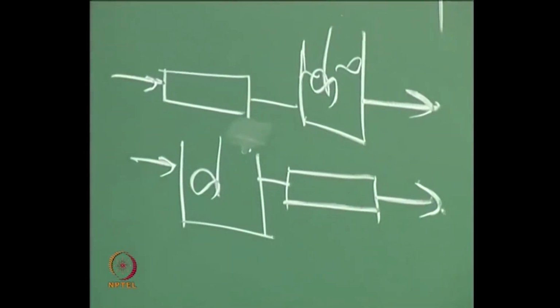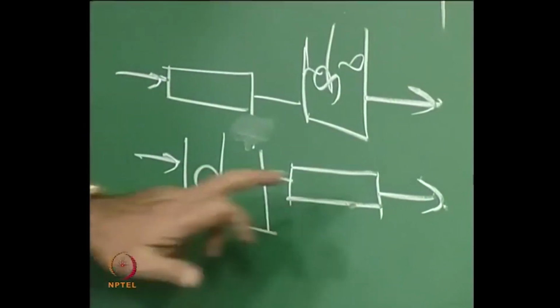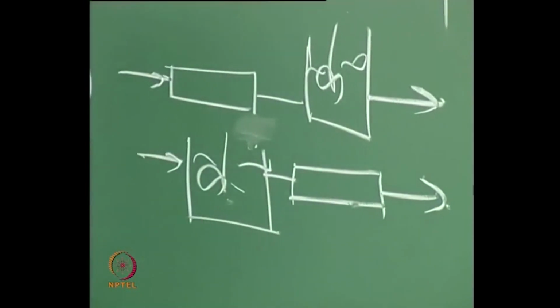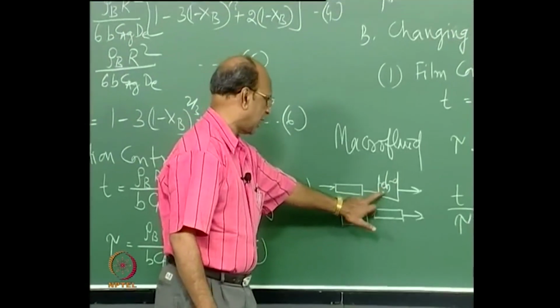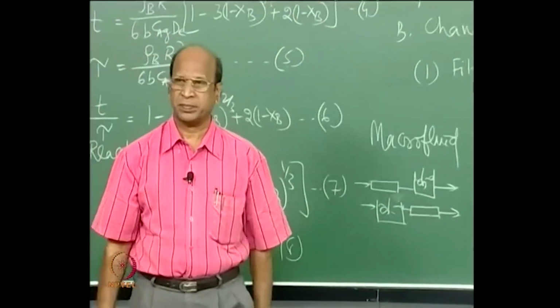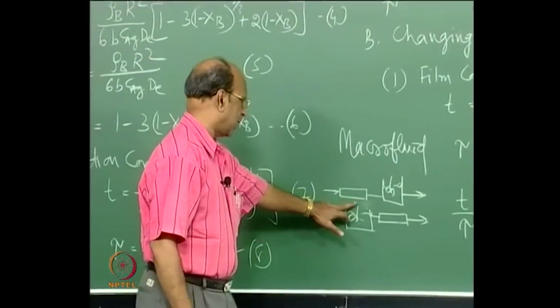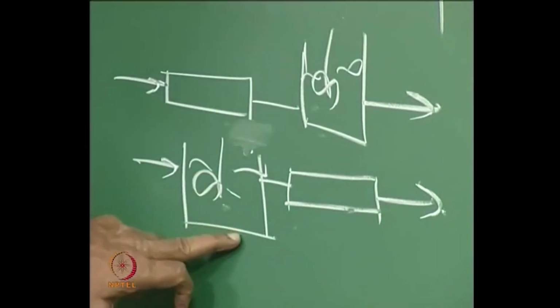Yeah, these are the two models. So, this is ideal plug flow, ideal mixed flow. So, I have these two systems, and if I conduct a first order reaction, whether here or here, I get the same conversion. And if I conduct a second order reaction, this will give me more conversion and this will give me less conversion.